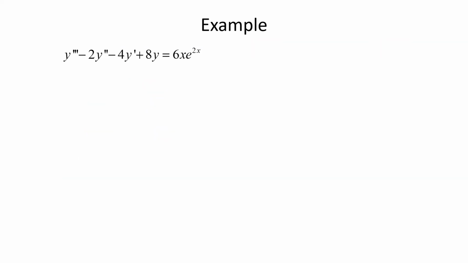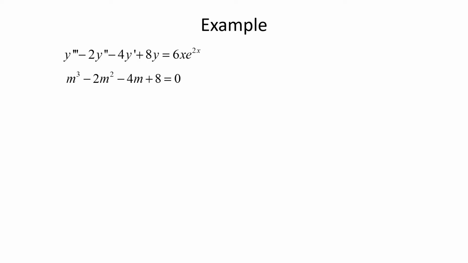All right, let's look at one final example. So this time we have y triple prime minus 2y double prime minus 4y prime plus 8y equals 6x e to the 2x. Again, we always start by finding our complementary function. So we solve the homogeneous part of this differential equation.